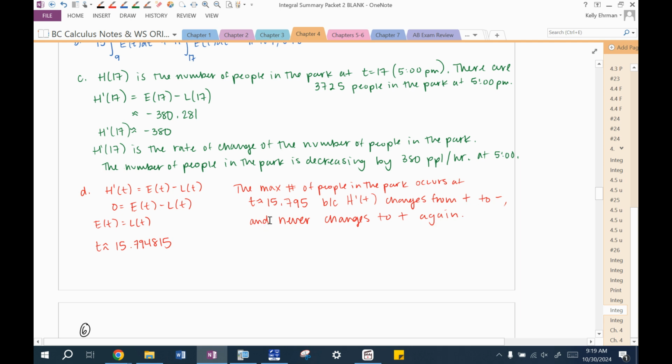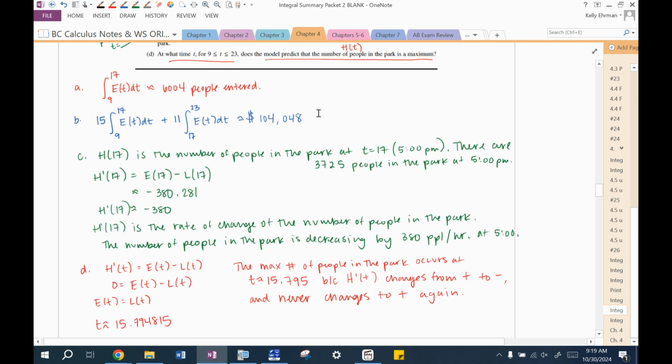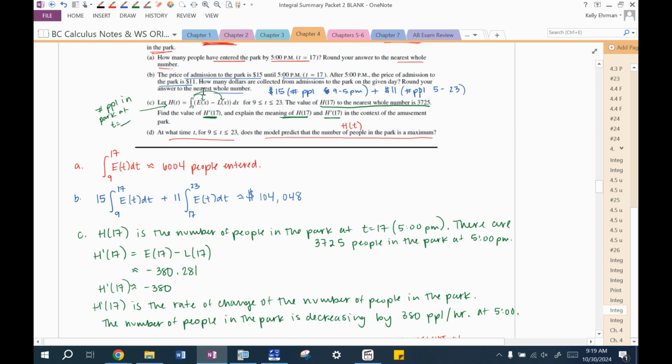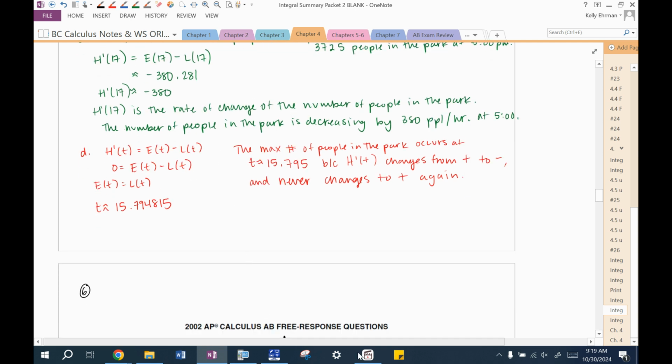Okay, so I know that has to be the maximum. If you want to, you could also show the number of people in the park at the beginning is 0, so that's definitely not the maximum. The other candidate is at 23, and just think about a park here. Is the highest number of people going to be when the park closes? Absolutely not. That should be a very low number. So you can also think about that logically. All right, that finishes this problem.